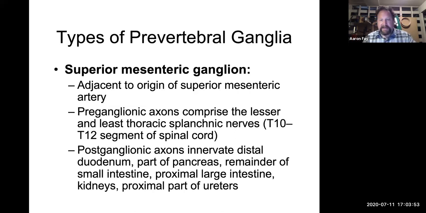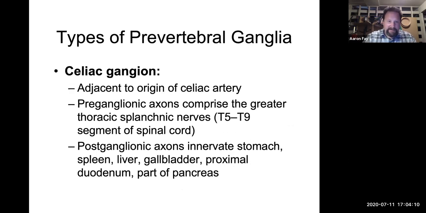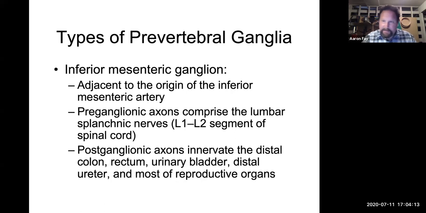Postganglionic axons innervate the distal part, the far end of the duodenum, small intestine, pancreas, the remainder of the small intestine, large intestines, right, other organs in your abdominal cavity. Am I going to ask you to distinguish which organs are innervated by the superior mesenteric versus the celiac ganglion versus the inferior mesenteric? No. Big picture, I want you to understand. I can't just completely leave out these structures because it doesn't make any sense. So big picture, don't get lost in the details.